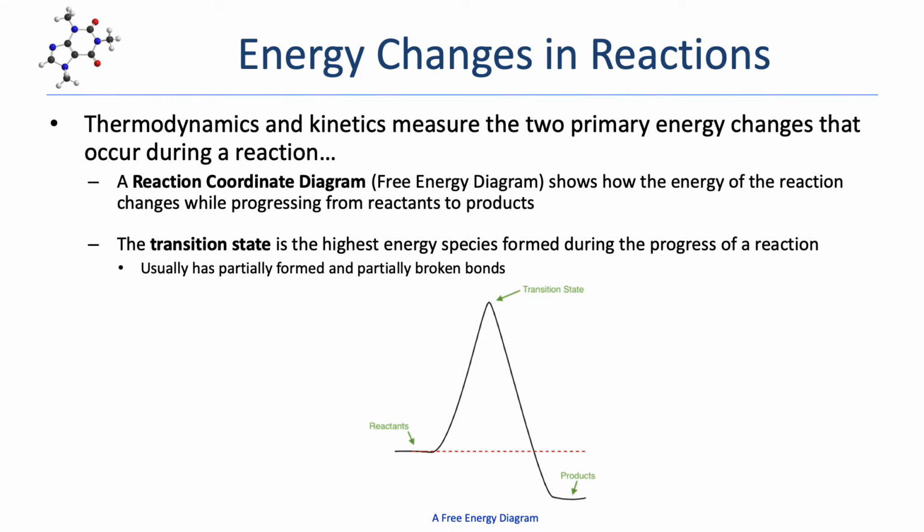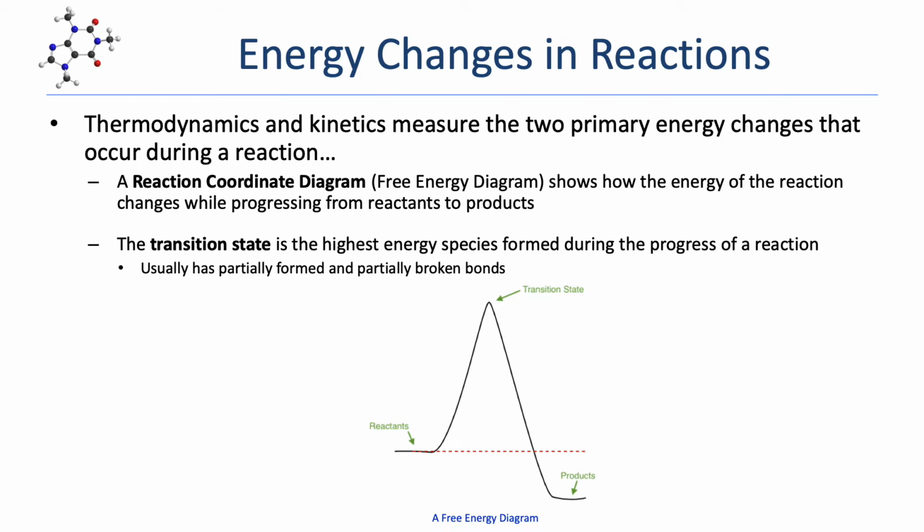The vertical displacement represents the energy, with a higher placement representing a higher energy. So you can see that in this example, as the reactants start the reaction, the energy climbs up, reaches a high point, which is called the transition state, and then the energy falls back down to the products.